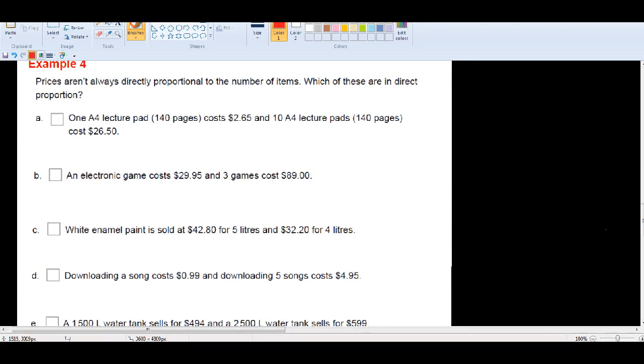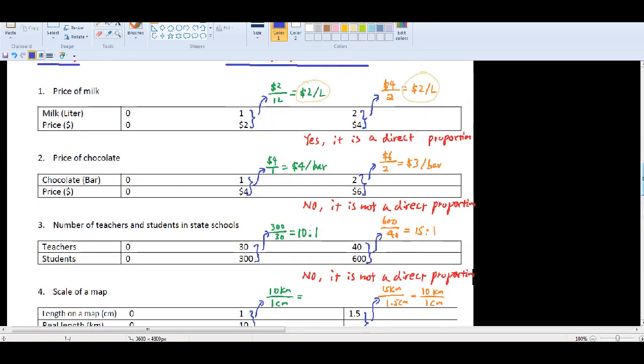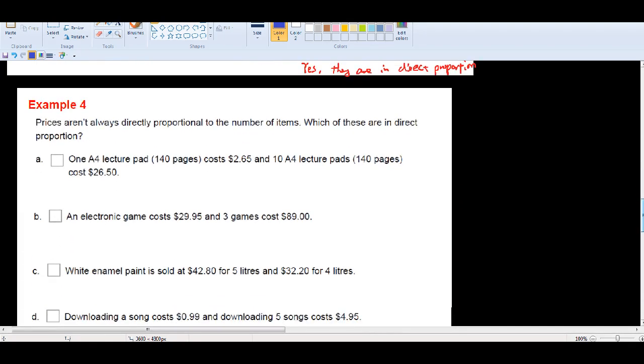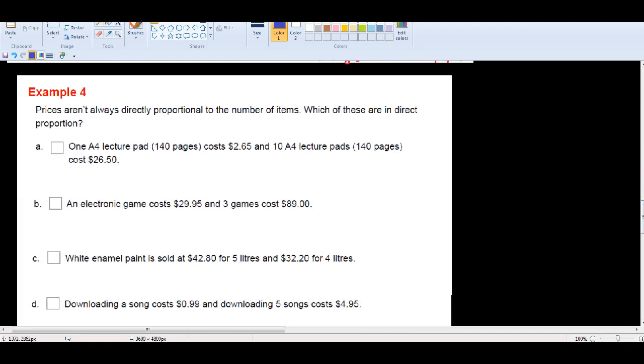Example 4 is about how prices aren't always in direct proportion to the number of items. Which of these are in direct proportion? This one is just like the previous one, but in the previous one we put the numbers into tables, so it was easier to compare. This one is a little bit tricky because the numbers are not in tables, so you need to read it harder. Let's do the first one.